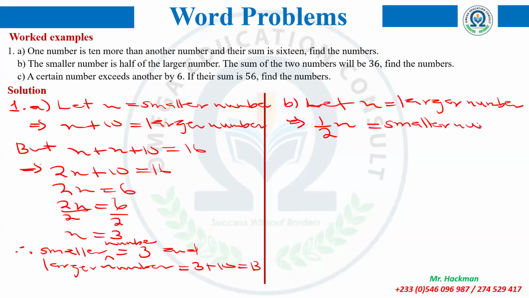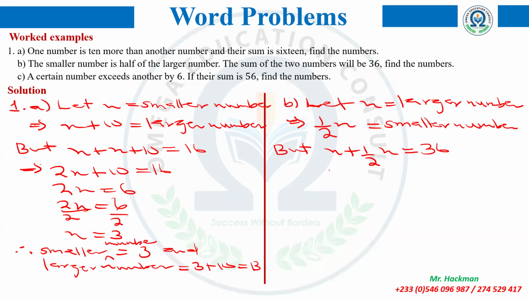Okay, very good. So then I'll write, but now I'm going to form the equation. I'm told that the sum will give me 36. So I'm going to get my x plus 1 over 2x should be equal to what? 36.